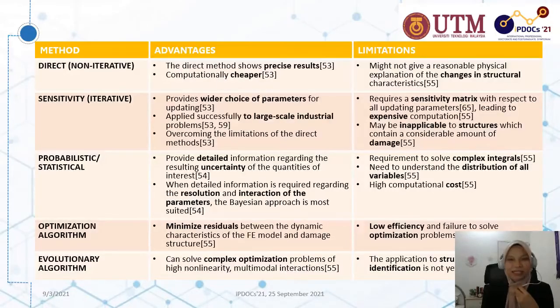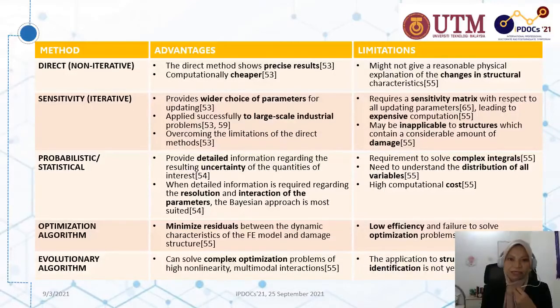The benefits of using direct methods are computationally cheaper and it shows precise results. However, Al-Qayyum et al. stated that the direct method might not give a reasonable physical explanation of the changes in structural characteristics. Meanwhile, the iterative method, or also called as sensitivity methods, overcome the limitation of the direct methods but requires a sensitivity matrix concerning all updating parameters, leading to expensive computation. This method may not apply to structures with considerable damage, but it is applied successfully to large-scale industrial problems.